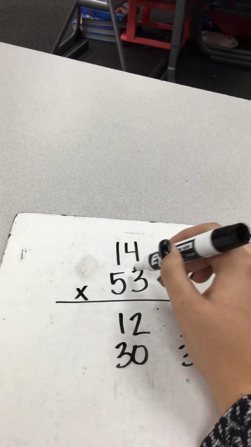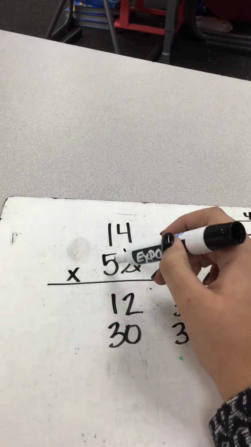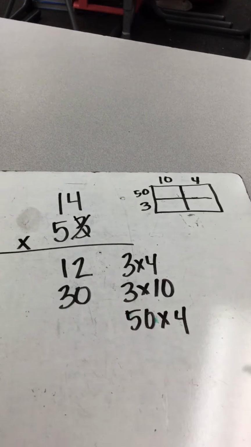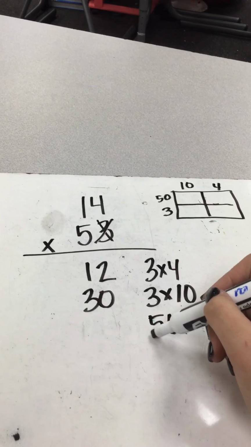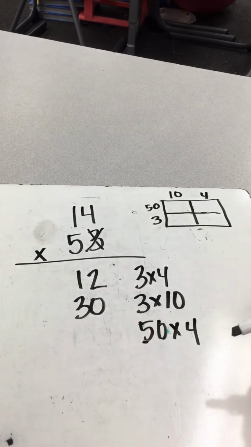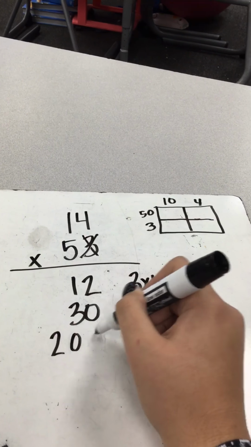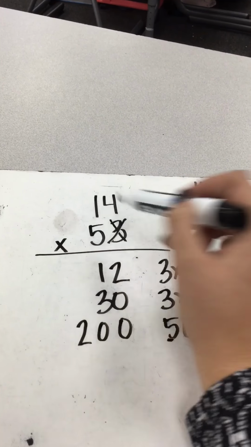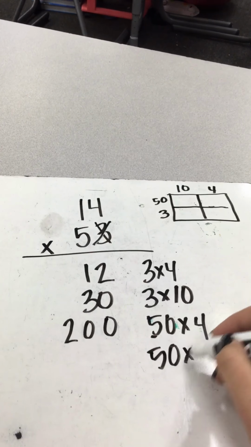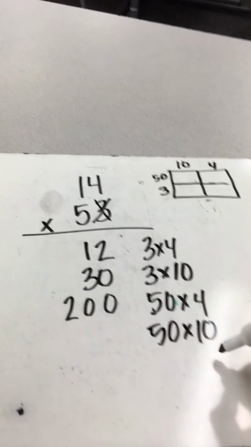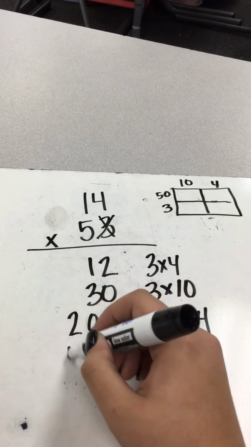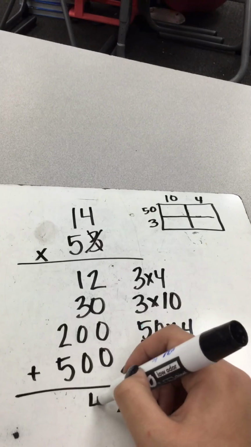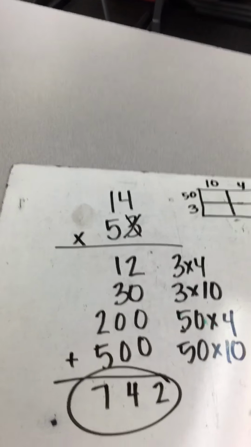And then once we're done, we're going to cross out our 3 because we're finished using our 3, and now we have 5 tens times 4 ones, or 50 times 4. And then they should be able to do the basic fact of 5 times 4 is 20, and then add a 0, so 200. And then the last one is the tens times the tens, so 50 times 10. And then once again, the basic fact of 5 times 1 is 5, and then add your zeros. And then they would add this all up, and then this is their final answer.